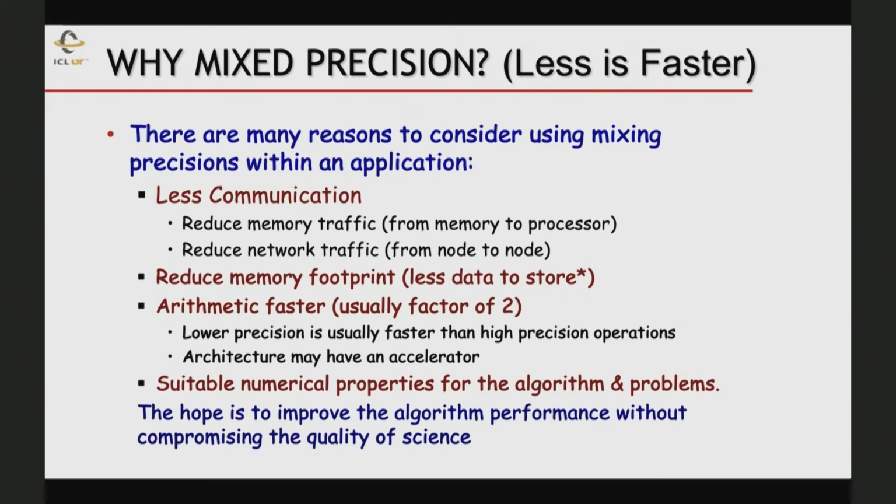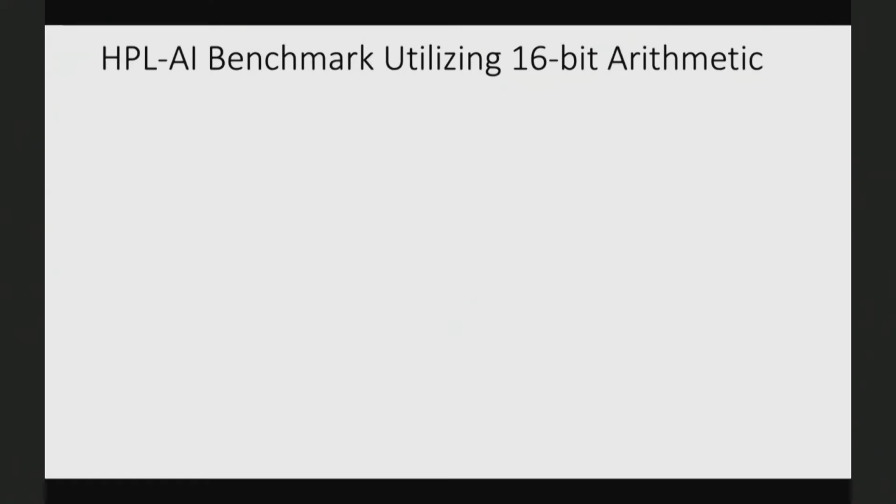The arithmetic is faster, usually a factor of 2 by reducing it in half. So going from 64-bit to 32, we usually get a factor of 2. And going to 16-bit, we usually get another factor of 2. It could even be better in some cases. So we should be thinking about implementing our algorithms using some kind of mixed precision to look at effectively getting this kind of improvement in performance.